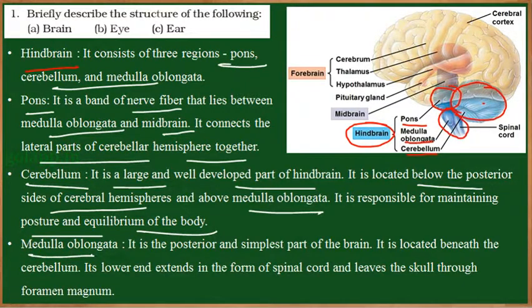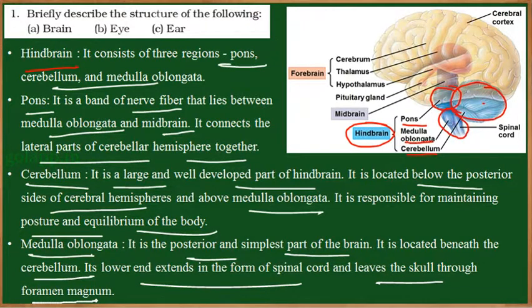The medulla oblongata, which is the posterior and the last part of the brain, is located beneath the cerebellum. It lowers and extends into the spinal cord. From here it extends into the spinal cord and leaves the skull through the foramen magnum. So the foramen magnum is a canal through which the spinal cord enters. So the hindbrain includes pons, cerebellum and medulla oblongata.